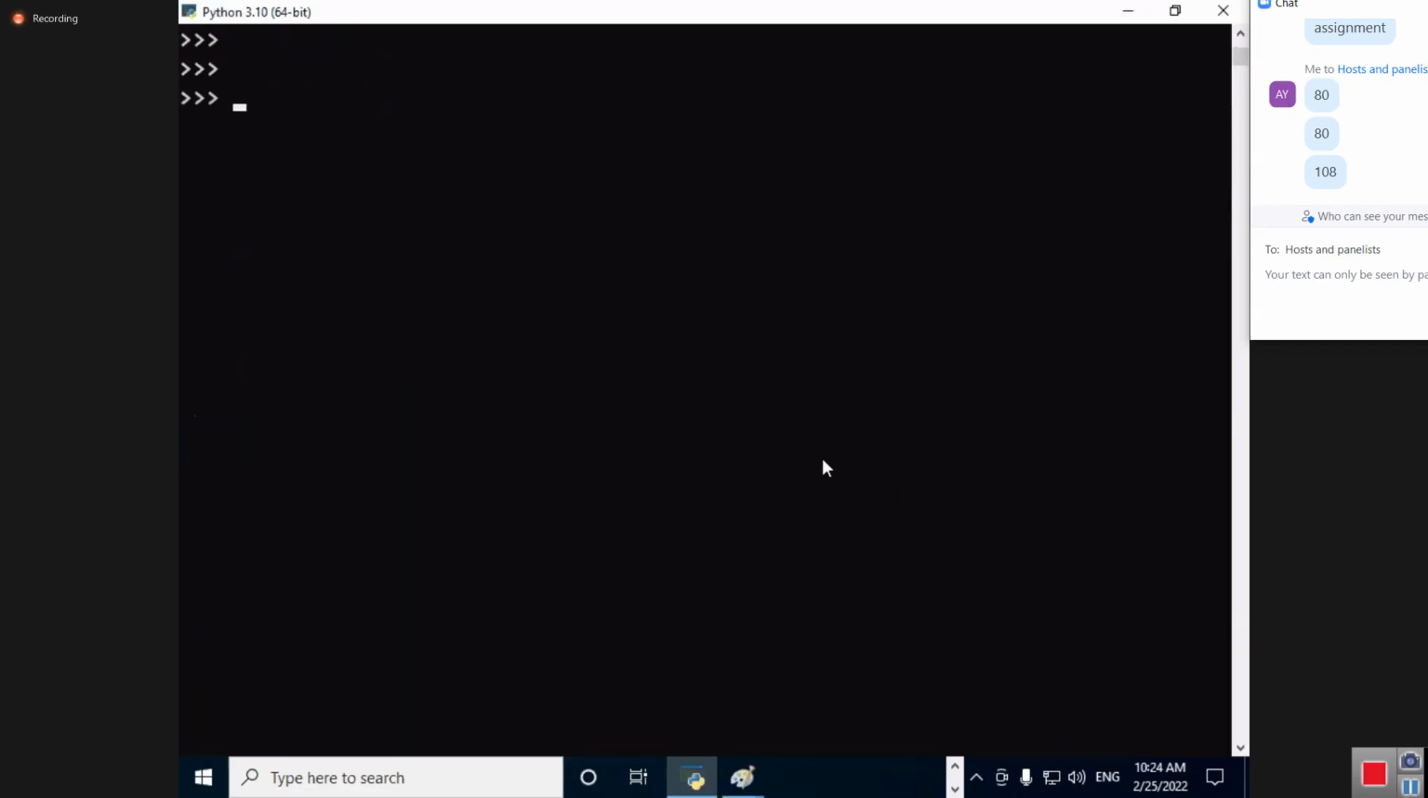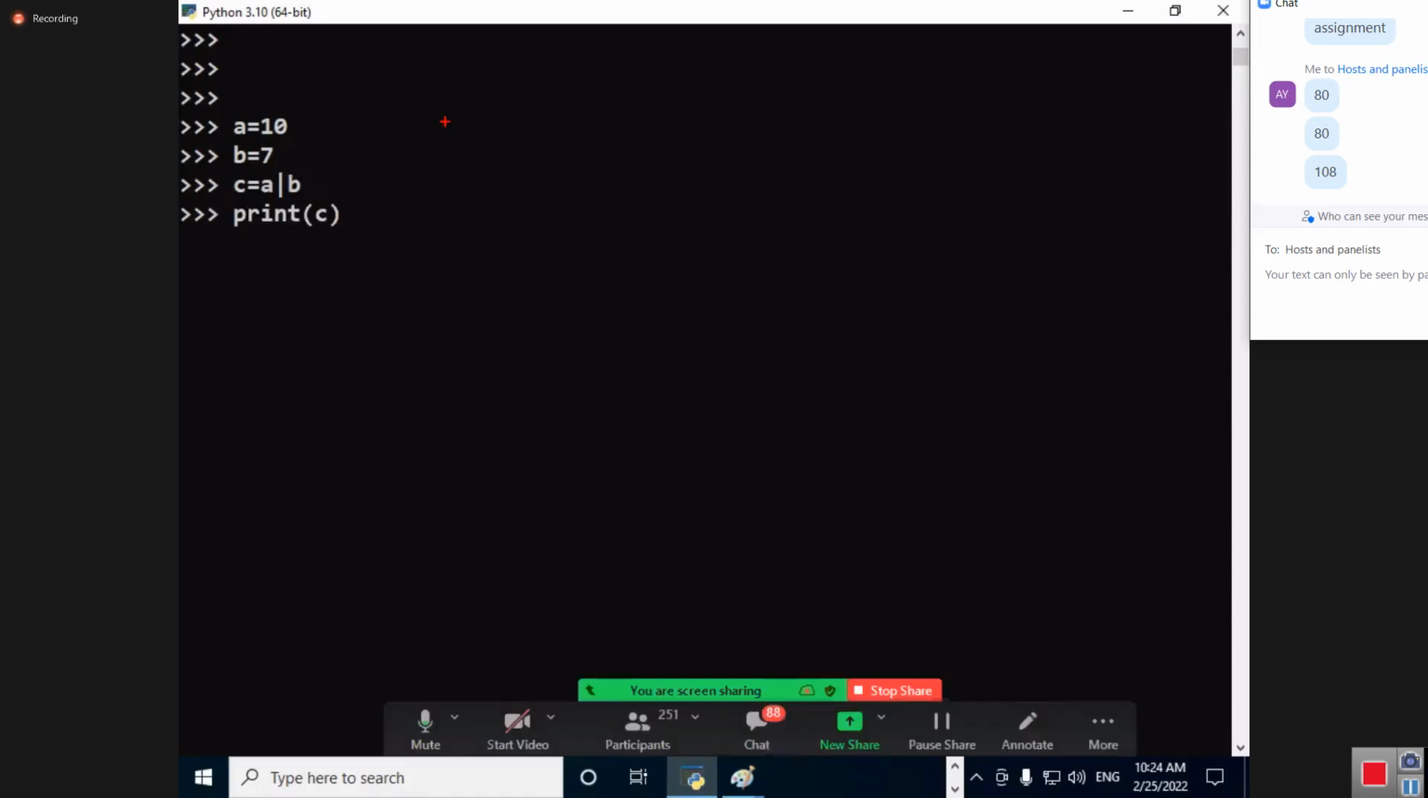I will take A is equal to 10. B is equal to something like a 7. And C is equal to A or B. Okay, done. Before pressing enter key of 7, I will go for the calculation. What is that, ma? 1, 0, 1, 0. 7, please. 0.